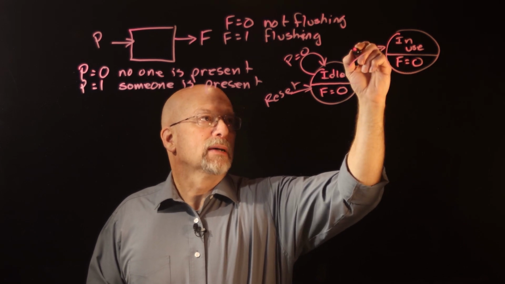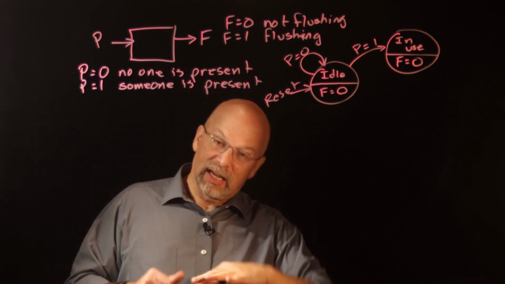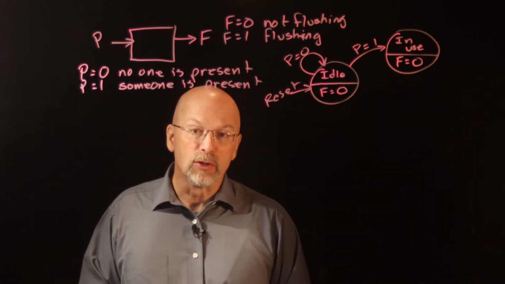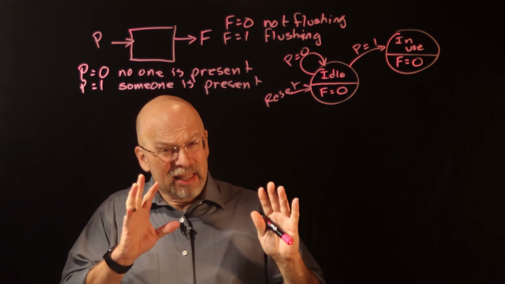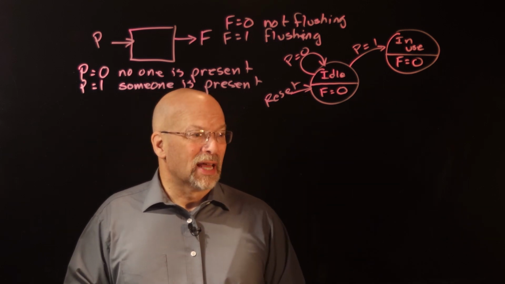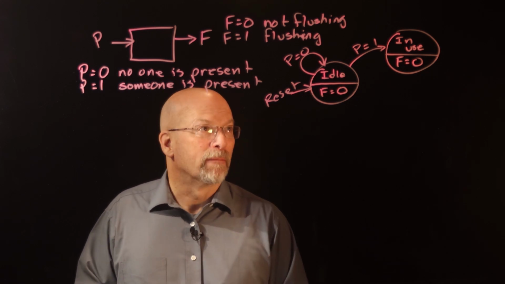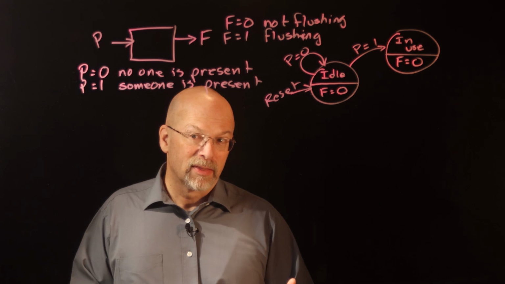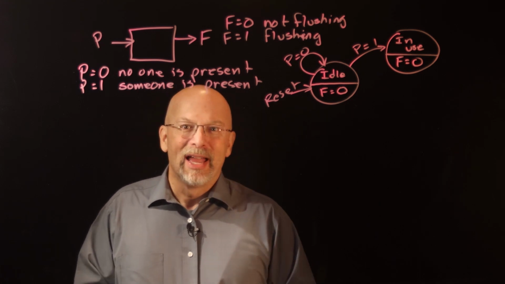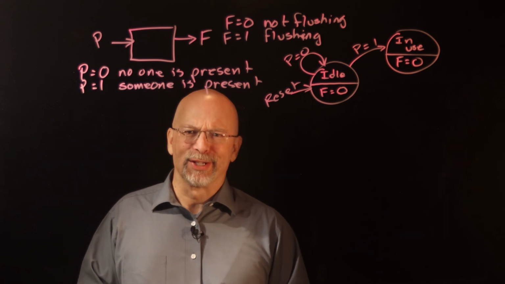So when somebody comes up to use the toilet, on the clock tick we're going to go to the in-use state. Now, one of the things that we talked about in an earlier lesson was how fast the clock needs to be ticking along. If the clock is moving too slowly, for example, if the clock ticked once every minute, that's a pretty slow clock.